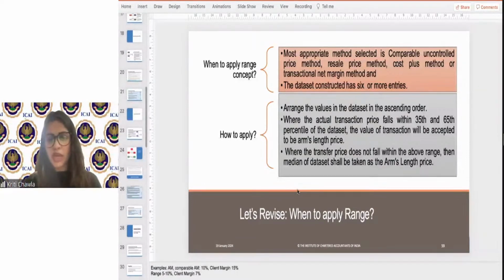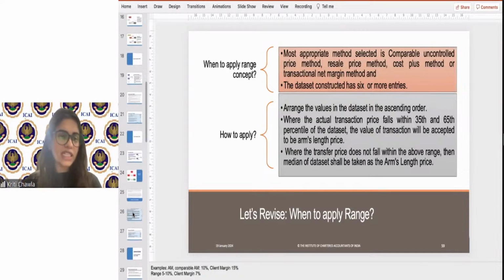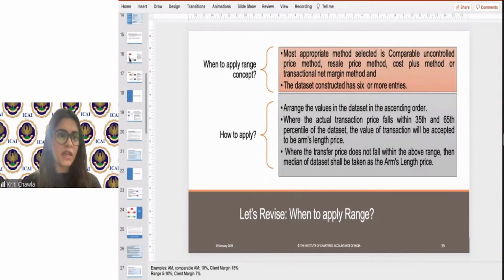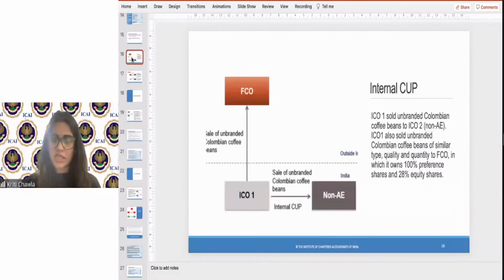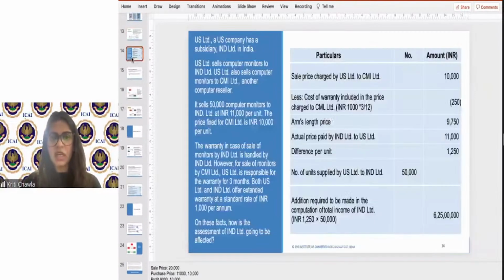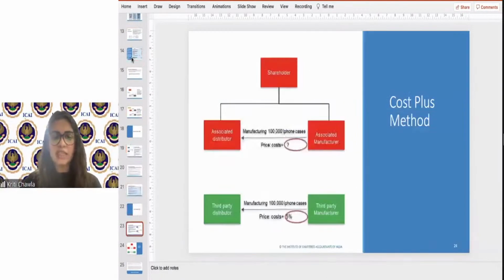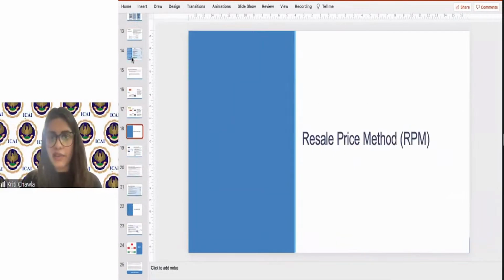Please let me know if you have any questions. Till the time you do not have any questions, I'm going to quickly take a request to explain the RPM method again, which is the resale price method. While I'm explaining it, if you have any questions, just put them in the chat box and I will answer those as well.